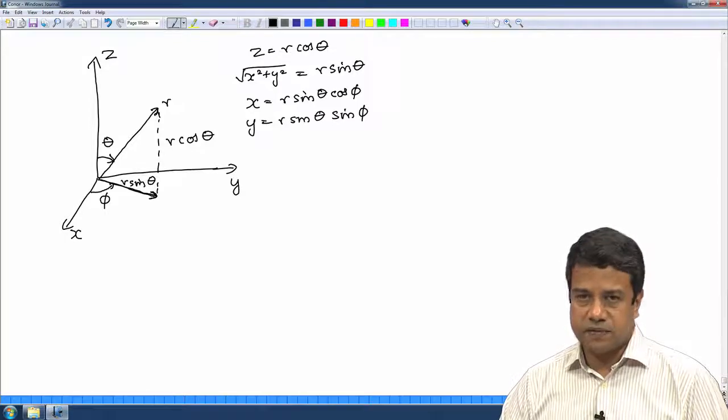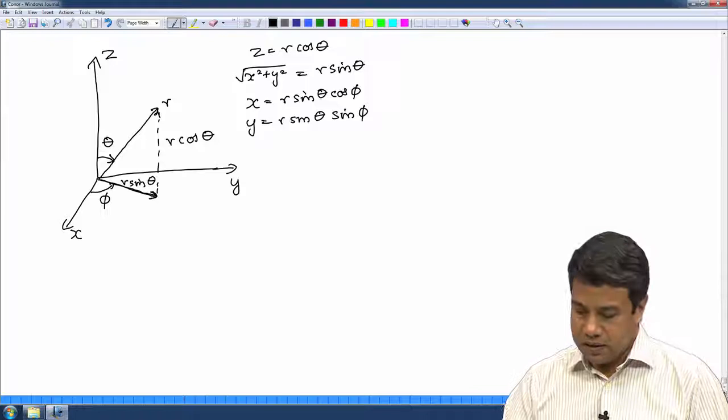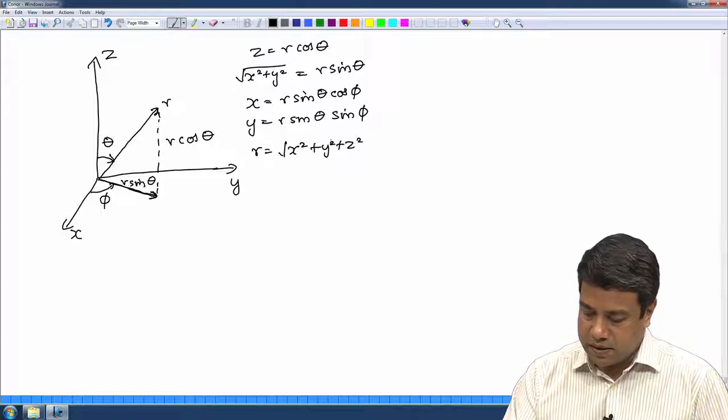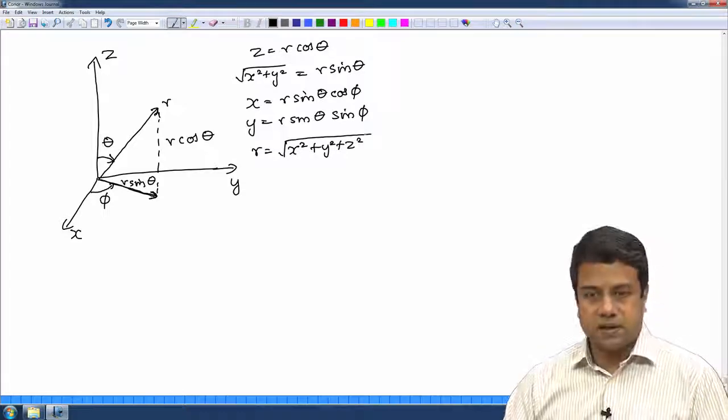So, there is a conversion from the spherical coordinate system to the Cartesian coordinate system. The radius is just equal to square root of x square plus y square plus z square. Distance from the origin is the radius.